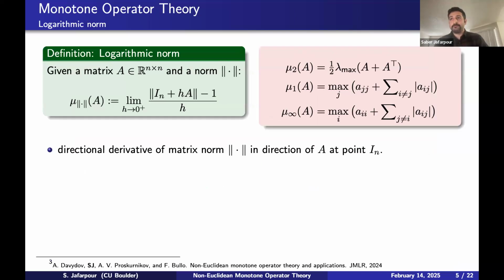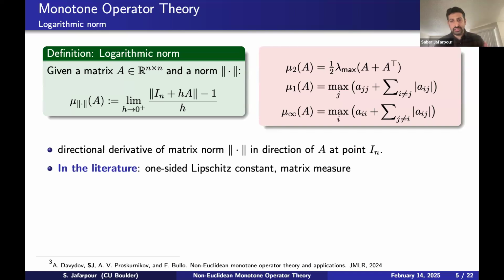Okay, so let me introduce another notion, and this notion plays a critical role in our theoretical development of non-Euclidean contraction theory, and this is the notion of logarithmic norm. Given a matrix A and a norm, we define the logarithmic norm of matrix A using this limit. You can consider this limit as the directional derivative of the matrix norm at the point identity in the direction A. Right? And it turns out that for certain classes of norms, like L2, L1, and L infinity, you can find very nice closed-form expressions for this logarithmic norm.